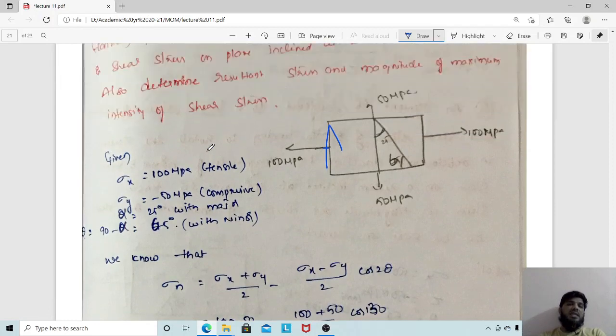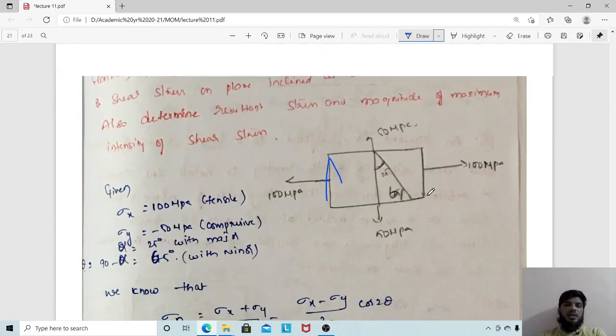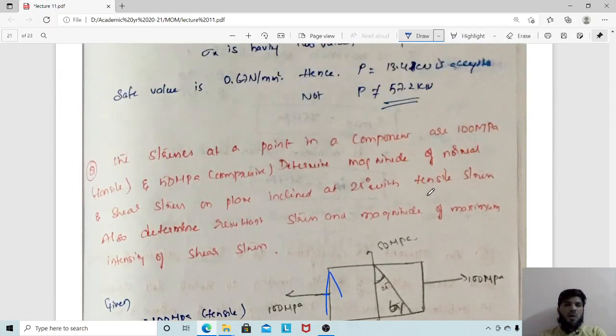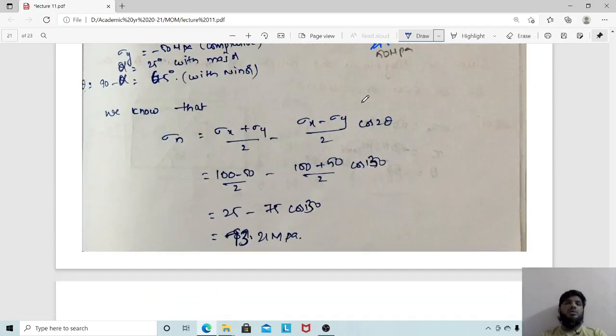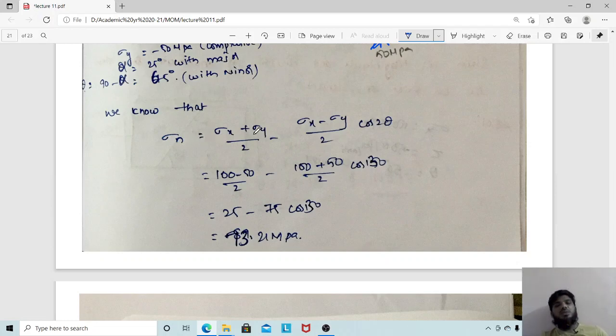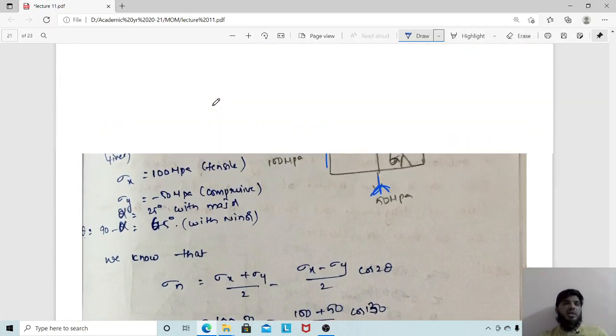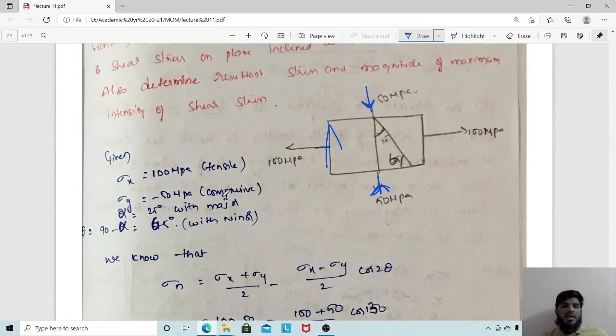Sigma n, this is given as positive, another is given as, oh sorry, here I have made a mistake, here it is compressive. The direction should be taken as inwards. So if you take this, sigma n is equal to sigma x plus sigma y by 2, sigma x minus sigma y by 2 cos 2 theta. This is minus because it is a compressive force. I have written it here, but in the diagram I made a mistake.